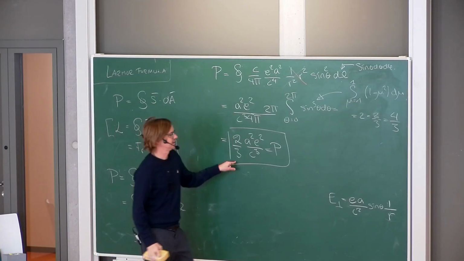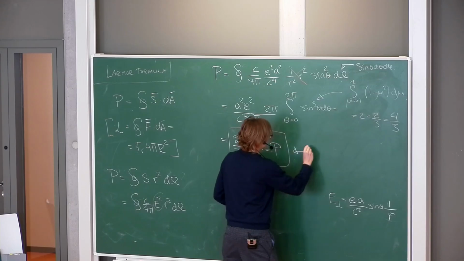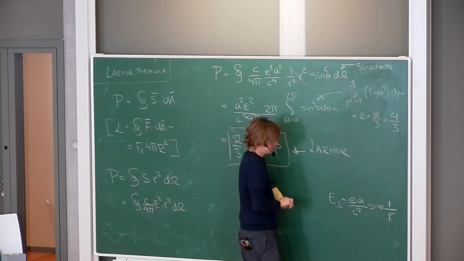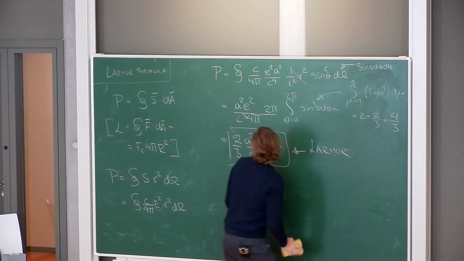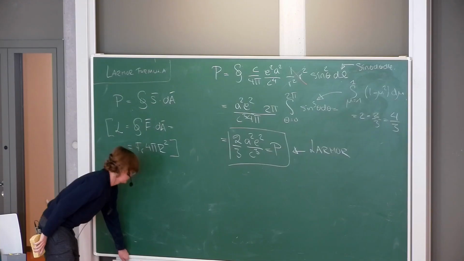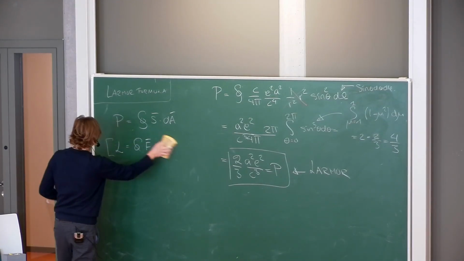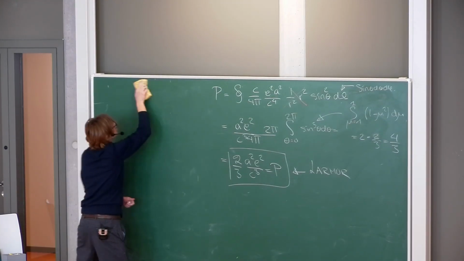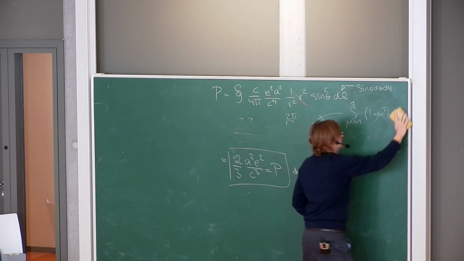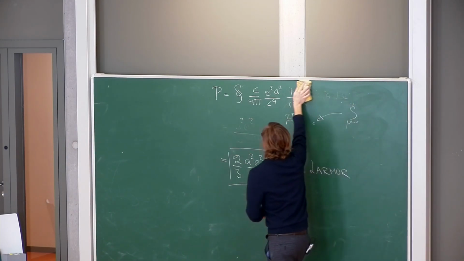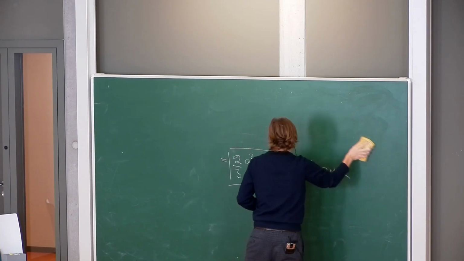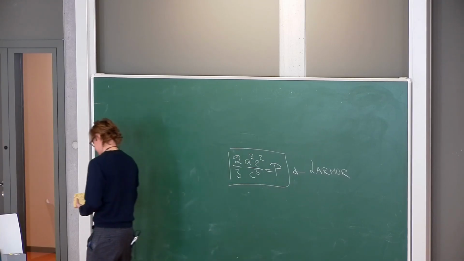And this is the Larmor formula for radiation, dipole radiation from an accelerating, oscillating charge. And we're going to use this, like I said, in this chapter.